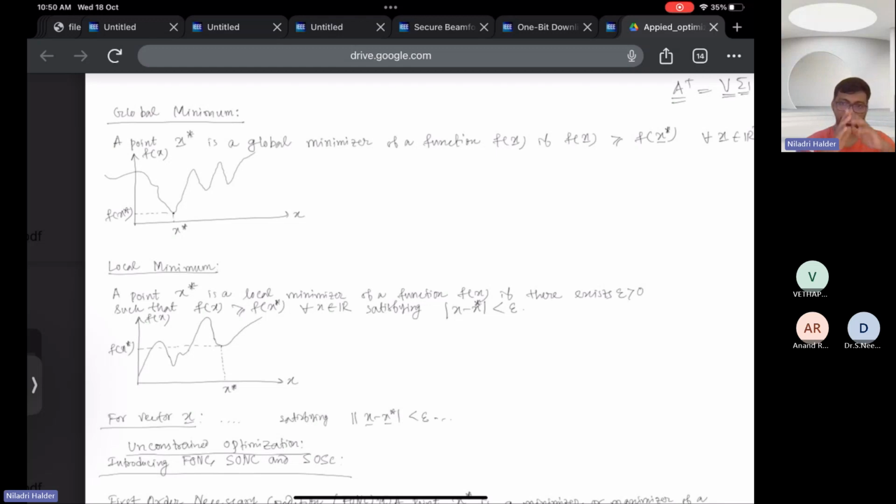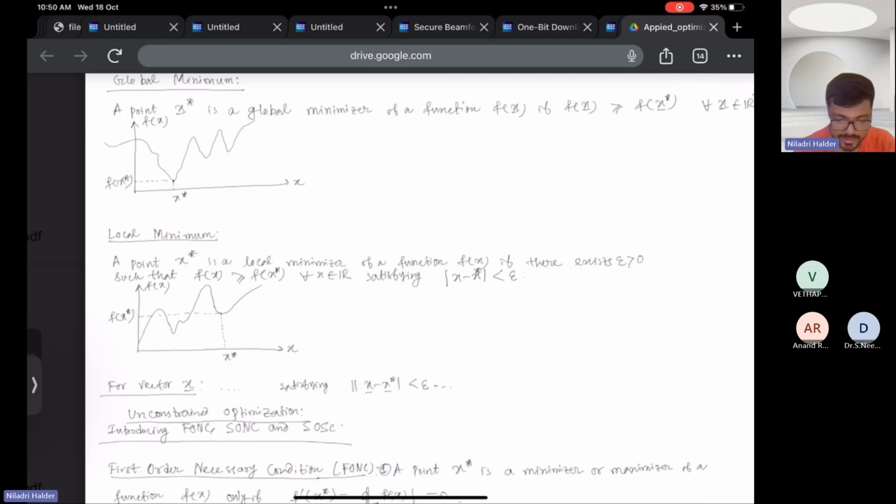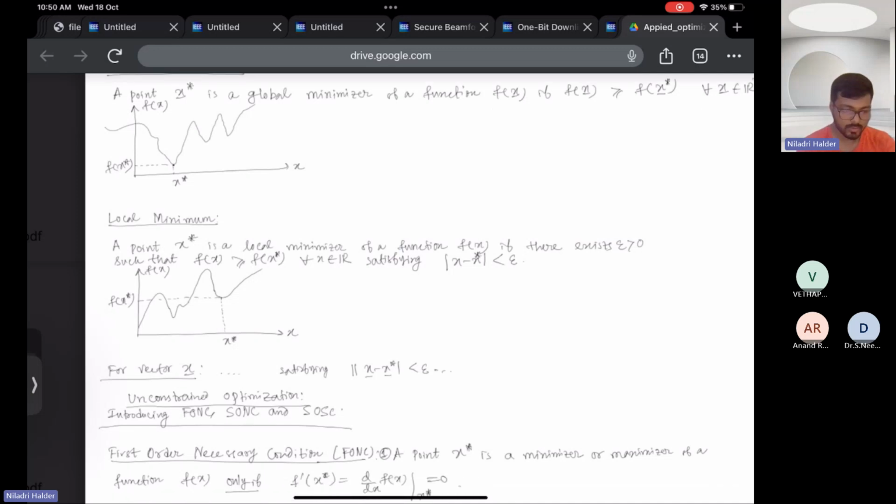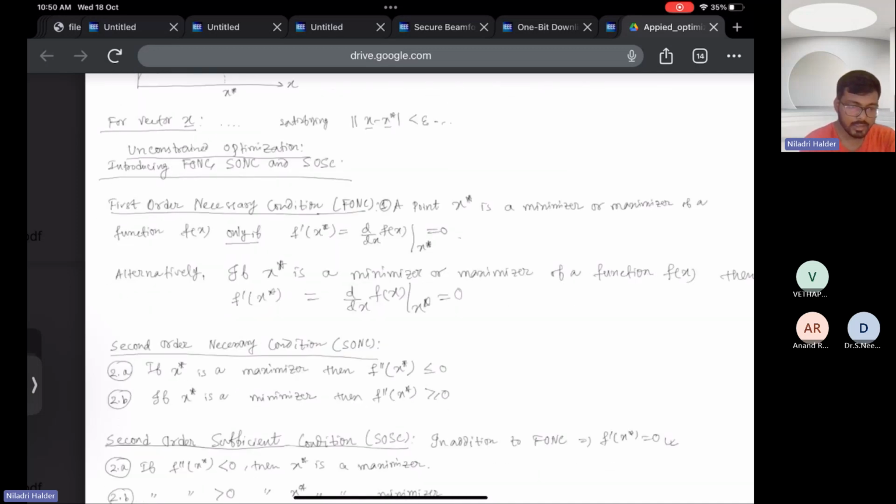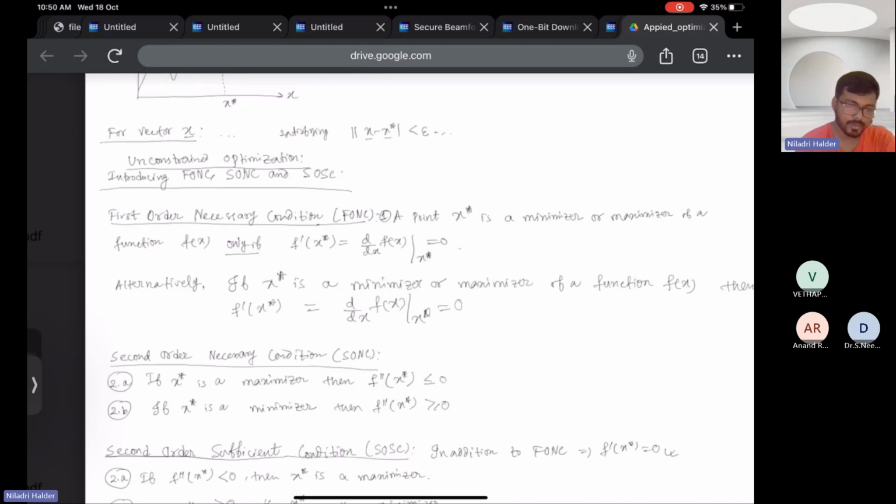A local minimum is where, in some neighborhood, there is some constant such that this point should be the minimum. The condition is that the norm of f minus x star is less than epsilon. Okay, so this is the local minimum definition, and this is for the vector.